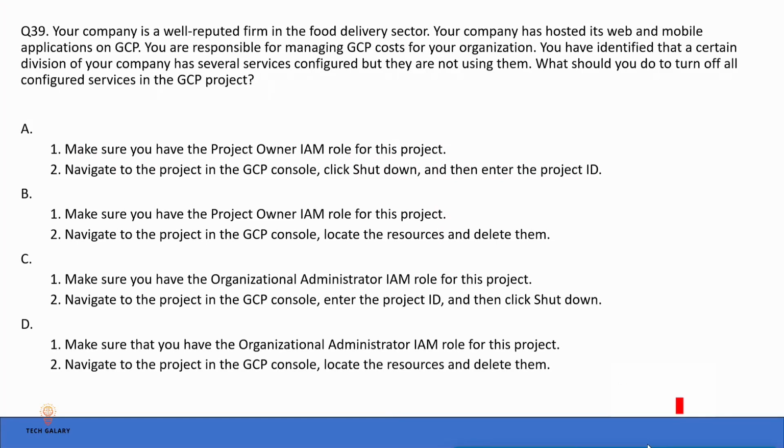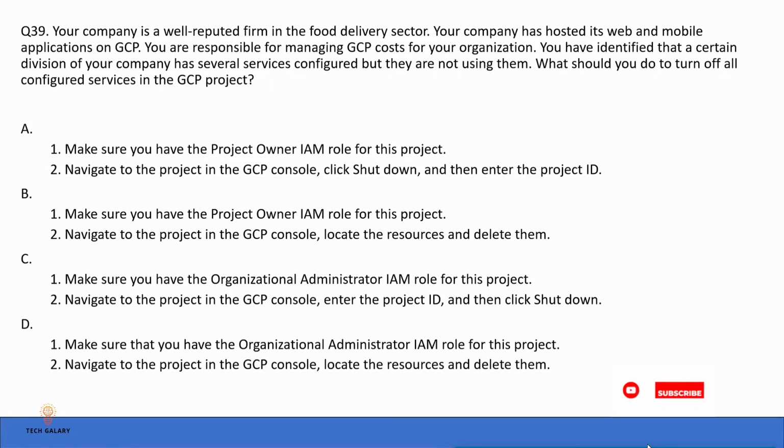Now let's proceed with question 39. Your company is a well-reputed firm in the food delivery sector. Your company has hosted its web and mobile applications on GCP. You are responsible for managing GCP costs for your organization. You have identified that a certain division of your company has several services configured, but they are not using them. What should you do to turn off all configured services in the GCP project?